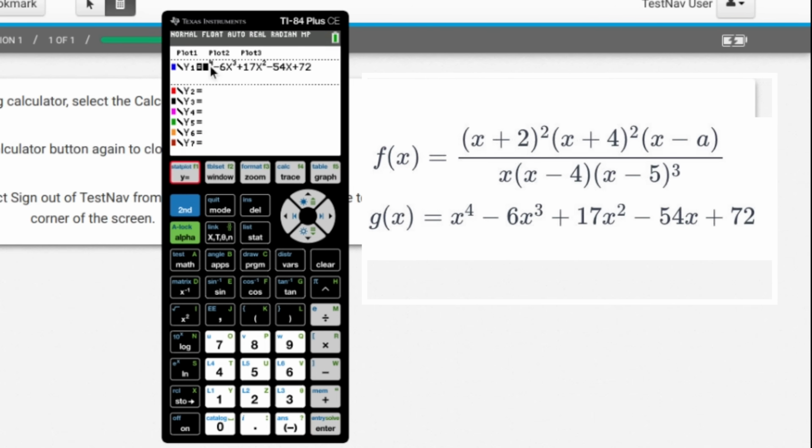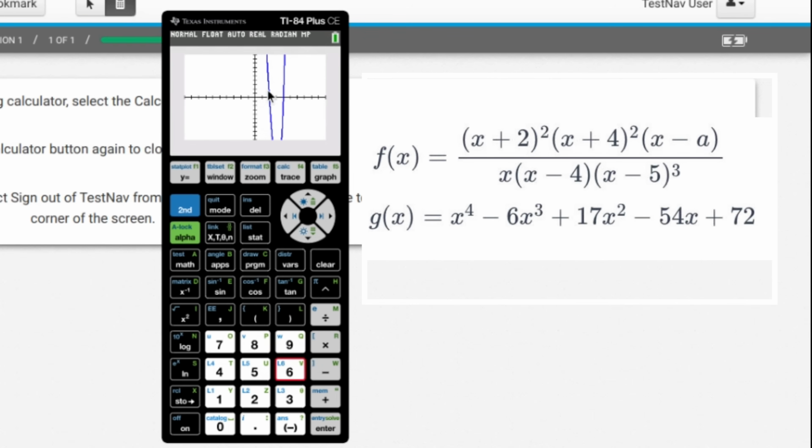Remember, with quartics, you can have 0 real solutions, you can have 2 real solutions, or you can have 4 real solutions. Remember, there's complex solutions. So for something like this, I could have no real solutions and have 4 complex solutions. With this, it looks like, and I'm going to zoom back to normal, so zoom 6 gets me back to normal. With this, it looks like I have 2 real solutions and 2 complex solutions. So all I have to do is find the 2 zeros.